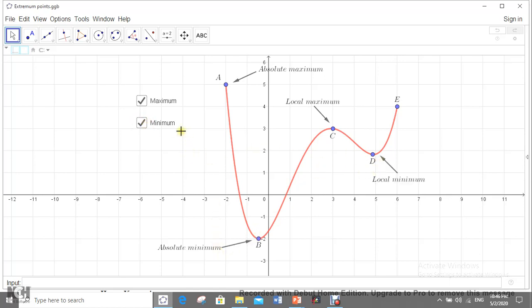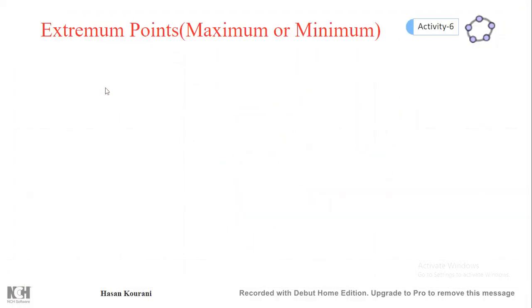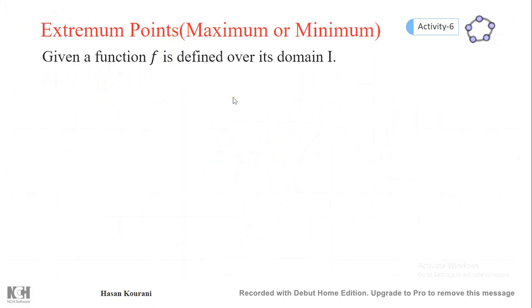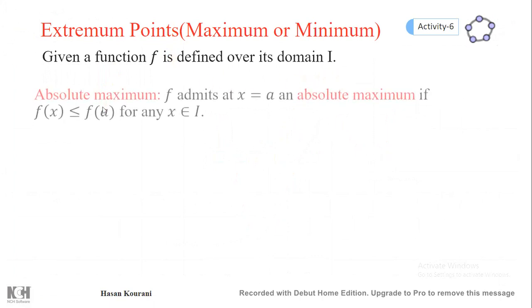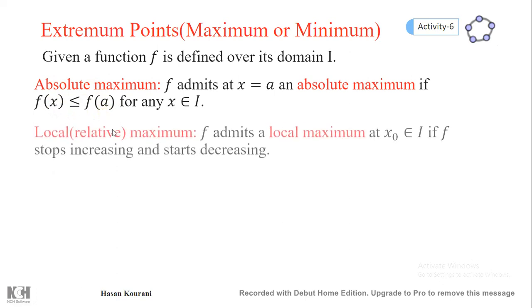Okay, so these are the absolute and the local maximum, and these are the absolute minimum and the local minimum. Okay, let's see the definition by words. Given a function f defined over its domain I, f admits at x equal a an absolute maximum if f of x is less than or equal to f of a for any x belongs to I, so all the y values are below it, so it constitutes the absolute maximum of the function f.